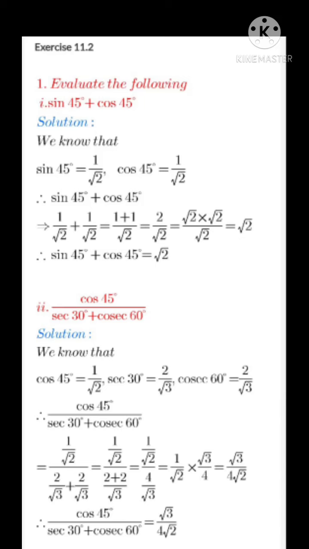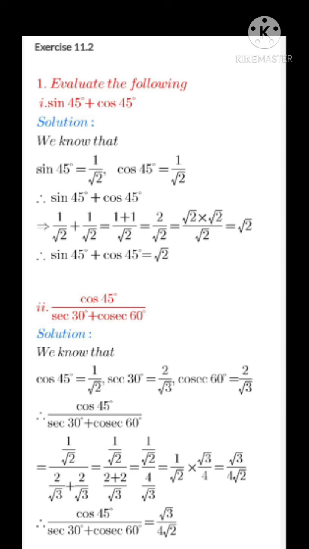Next, 11.2, first question: evaluate sin 45 degrees plus cos 45. We know that the sin 45 value is 1 by root 2 and the cos 45 value is 1 by root 2. So sin 45 plus cos 45 is equal to 1 by root 2 plus 1 by root 2. The denominator is the same, therefore root 2, and the numerator becomes 1 plus 1, which is equal to 2 by root 2. So 2 can be written as root 2 into root 2 by root 2. Root 2 cancels and the answer is root 2.